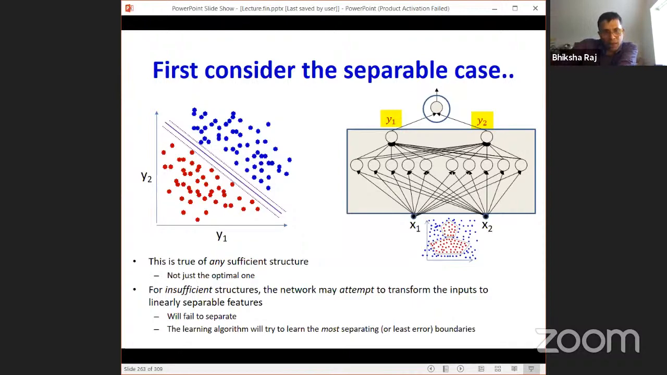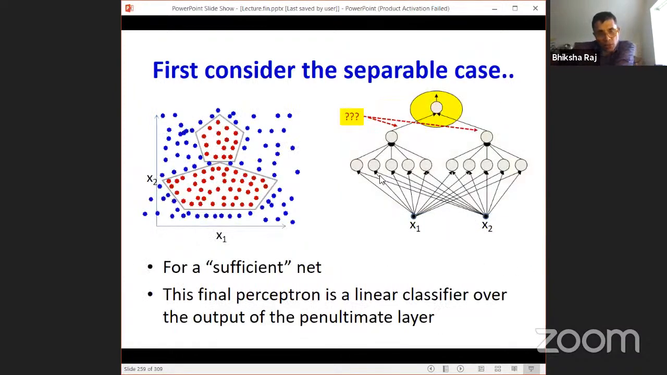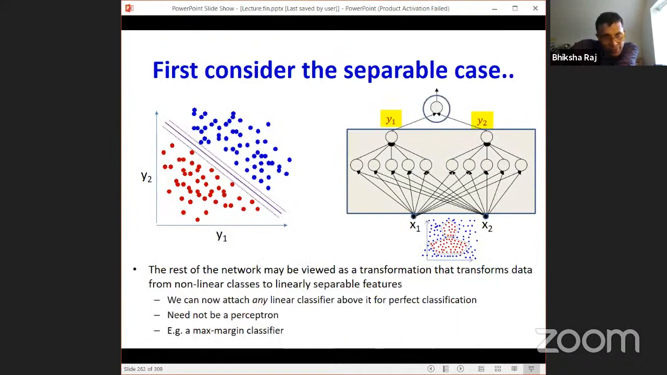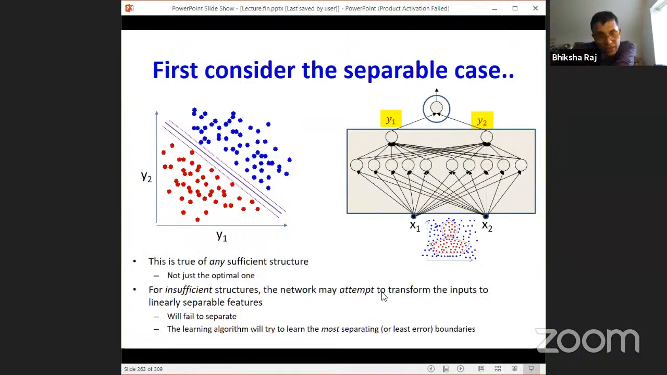We know that for this problem, a sufficient structure over here needs 10 neurons in the first hidden layer, 2 in the second hidden layer, and a final output neuron. Suppose I had only 9 neurons in the first hidden layer. This network, as we saw, is no longer going to be able to perfectly separate these two classes. So in that case, what happens? The network is still going to try to transform the inputs into linearly separable features. So as a result, if this portion of the network didn't have sufficient structure, sufficient architecture, then at the output of this network, even in the best case, you're going to find some blue dots on the red side and red dots on the blue side. And the learning algorithm is still going to try to learn the best decision boundary for these now inseparable classes.